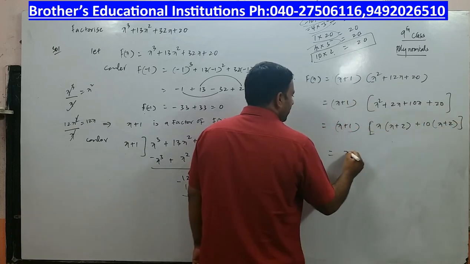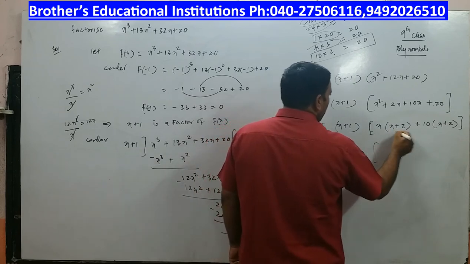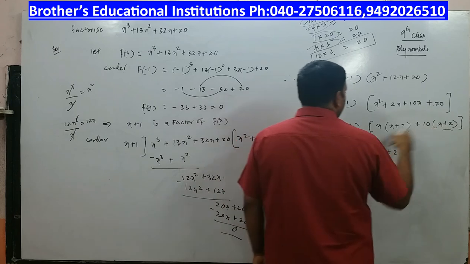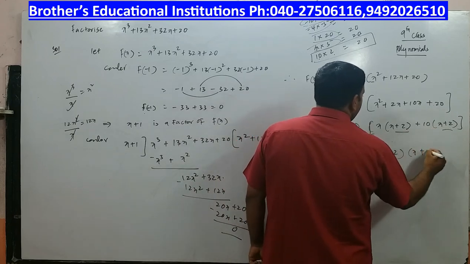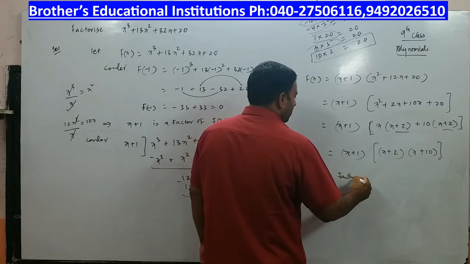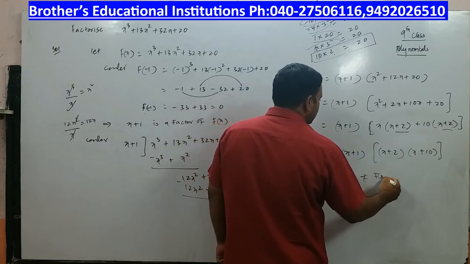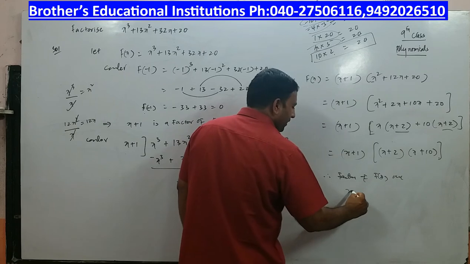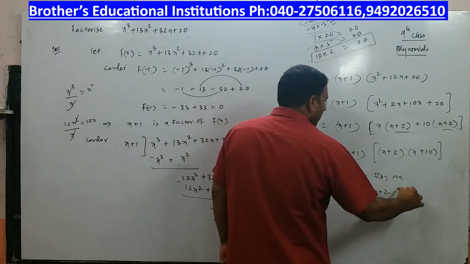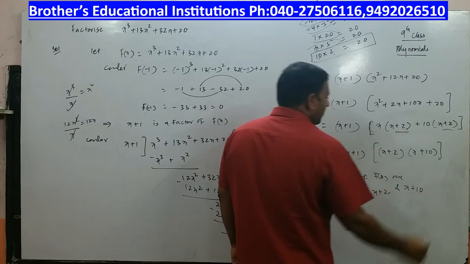So now you have x plus 1. What is common? Common is x plus 2. When you take x plus 2 common, you are having x plus 10. So therefore the factors of f of x are, first factor is x plus 1, second factor is x plus 2, and the third factor is x plus 10.